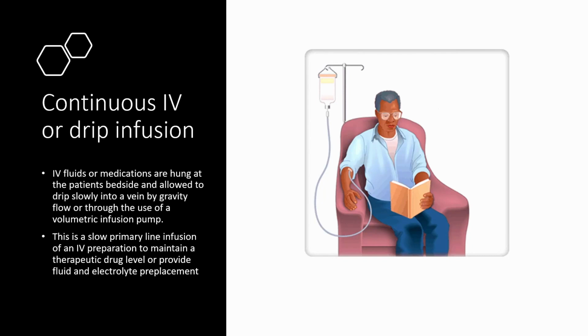Next is the continuous IV or drip infusion. In this method, you're going to give a large volume of fluid that is hung near the patient's bedside, and you're going to allow the fluid to drip slowly using gravity through the tubing and into our patient. This is a slow primary line infusion of an IV preparation, primarily to maintain a therapeutic drug level.